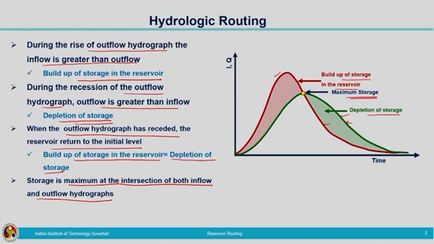All the storage components in the catchment contribute to the flow. Once it reaches that maximum storage, after that the recession limb is starting and withdrawal from the storages will be taking place. That is represented by the depletion of storage.